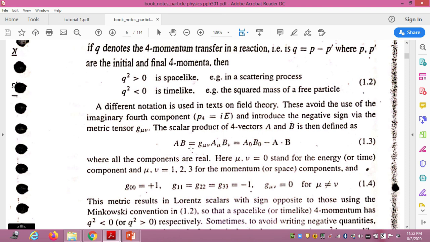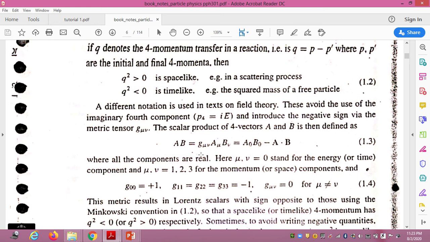And how is it done? If we have two vectors, we can define the product of the two 4 vectors. The product of the two 4 vectors can be written as a0 b0 minus a dot b. The a dot b takes care of the 3 vector part, and the a0 b0 is nothing but the time-like component. Now all the components become real just because we have introduced g mu nu.